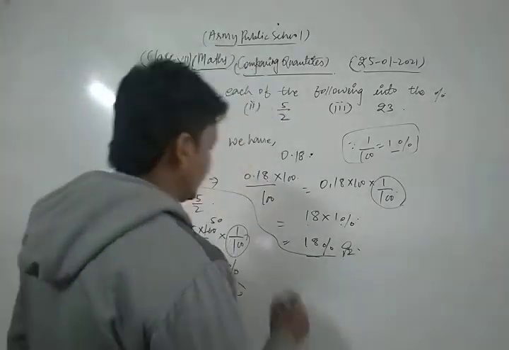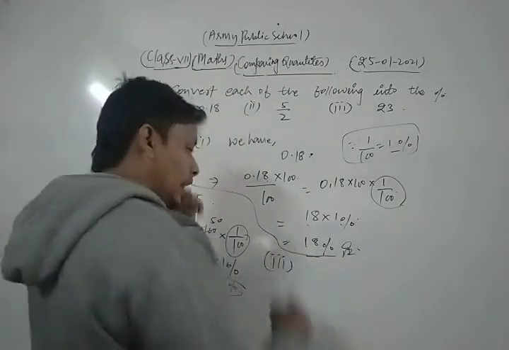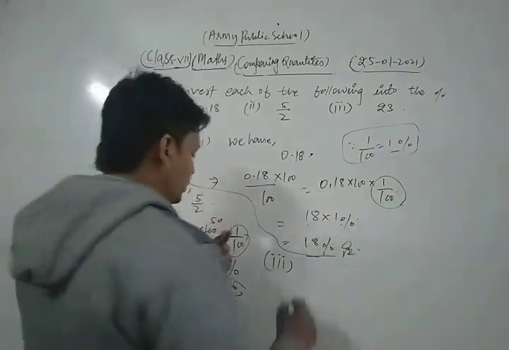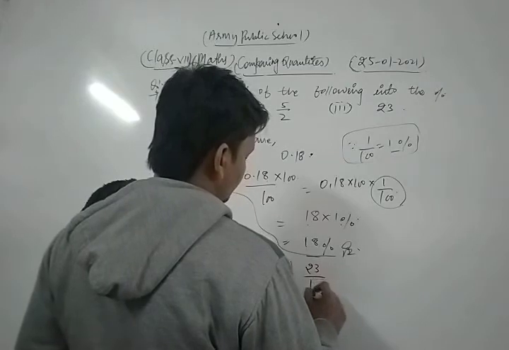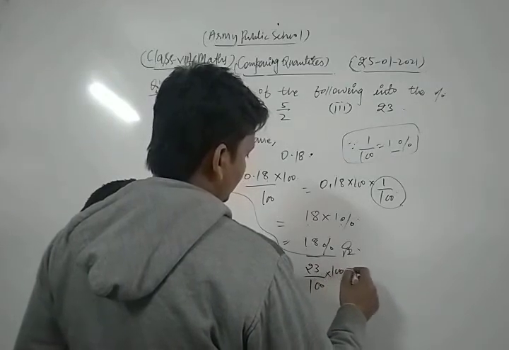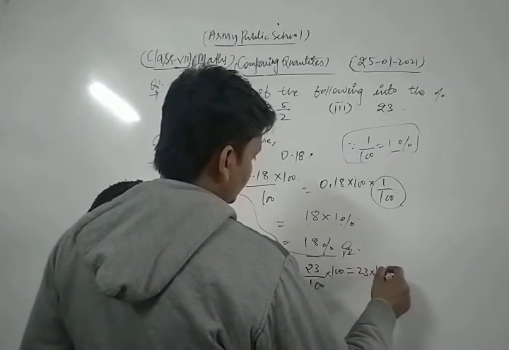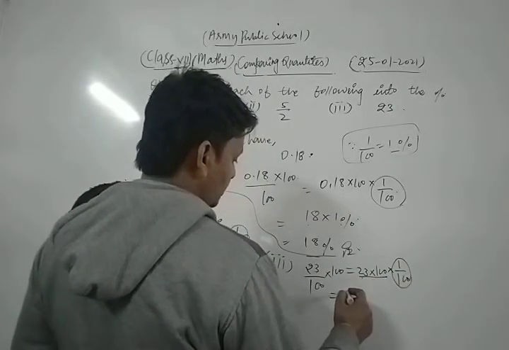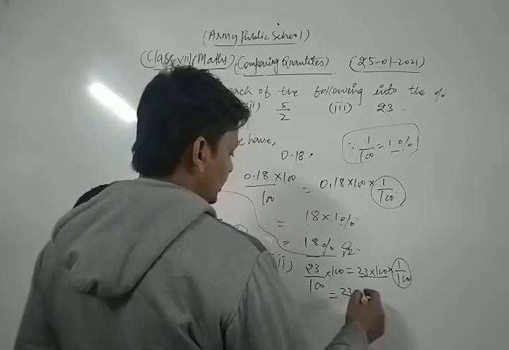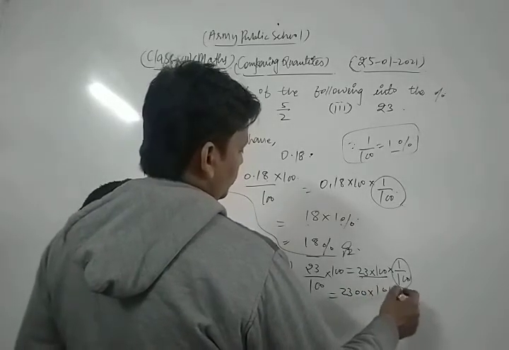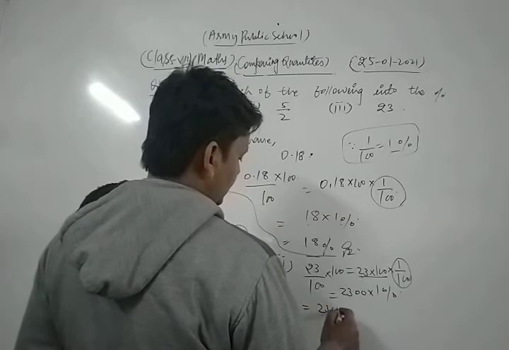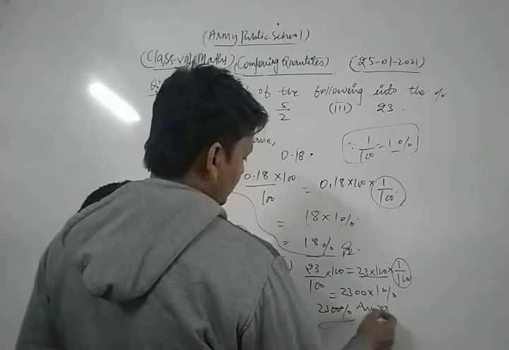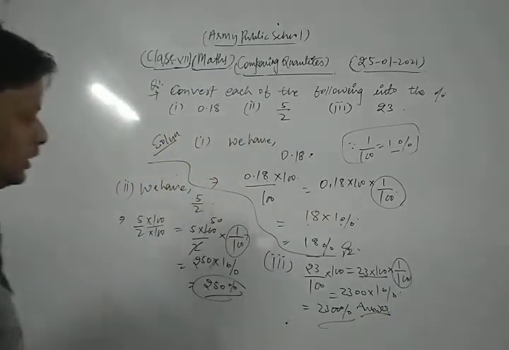Now similarly we take and solve the third part of this question, and we apply the same process. We must multiply both the numerator and denominator by 100. Now we can write 23 into 100 into 1 upon 100. Now 1 upon 100 is written as 1%, so this is multiplied, so 2300 into 1%, so that is 2300%. This is our required solution of the given question.